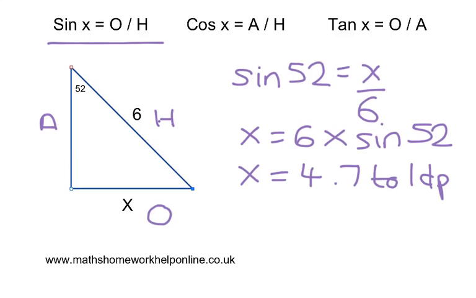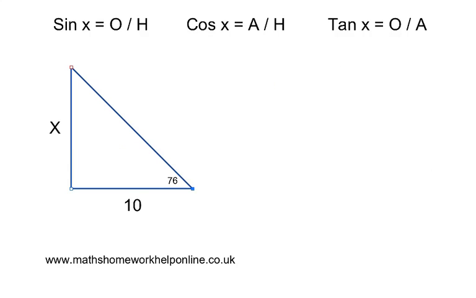Okay, let's look at another example. In this example, we've got the angle 76 and we know one of the lengths is 10 and we need to find one of the other lengths. So first of all, let's label the sides again. So we've got the hypotenuse, the adjacent length and the opposite length. So when we look at what we've got, we know O and A. So the rule that uses O and A is tan x.